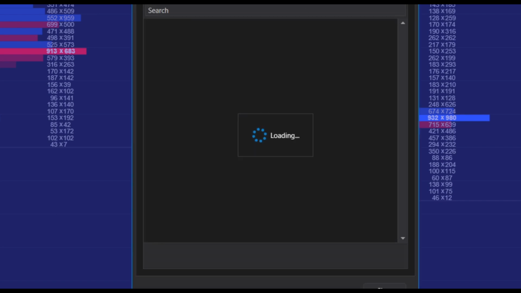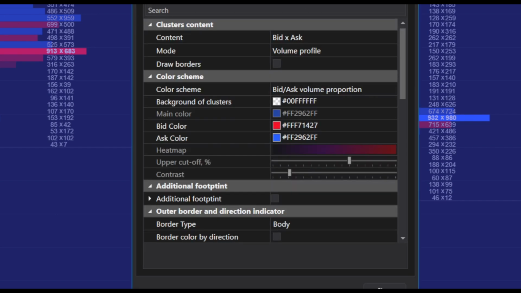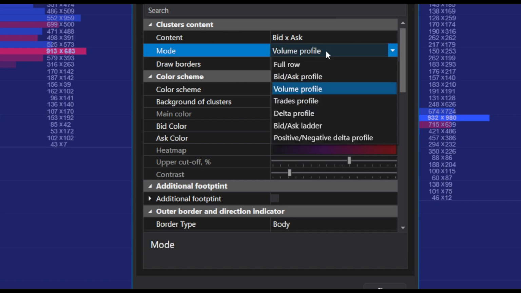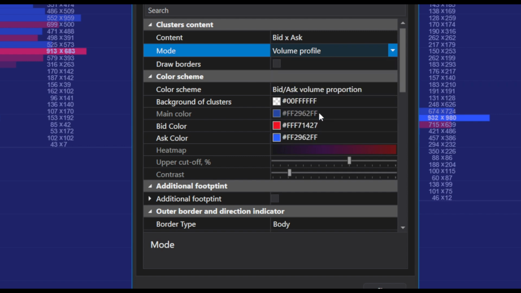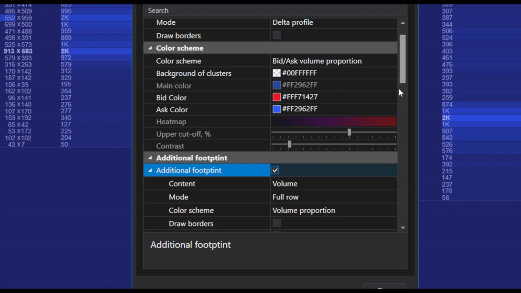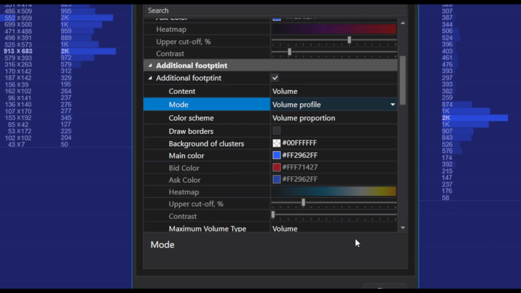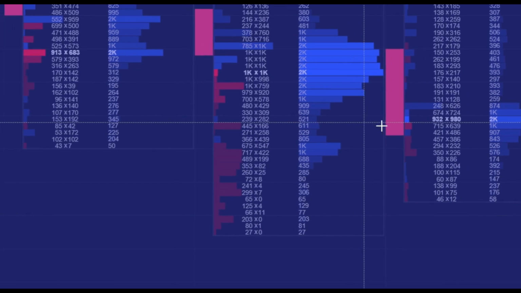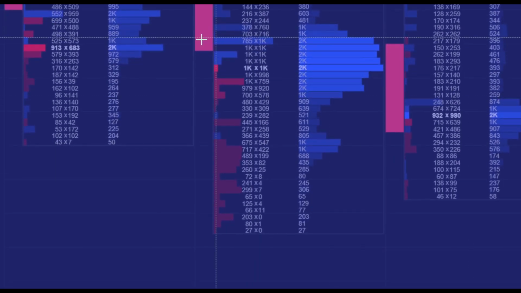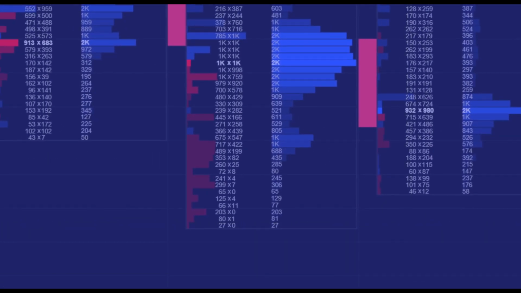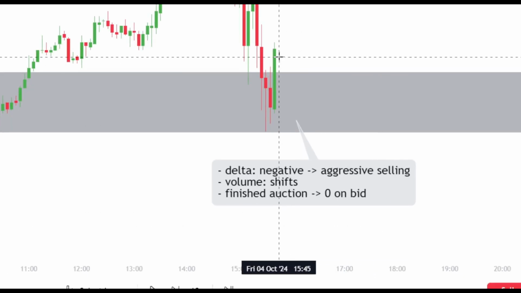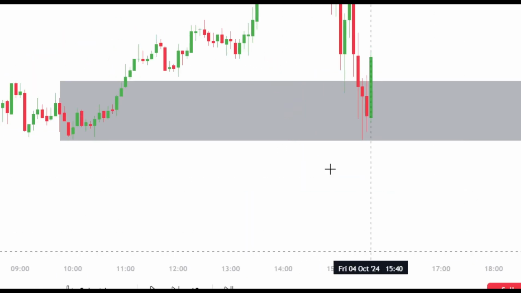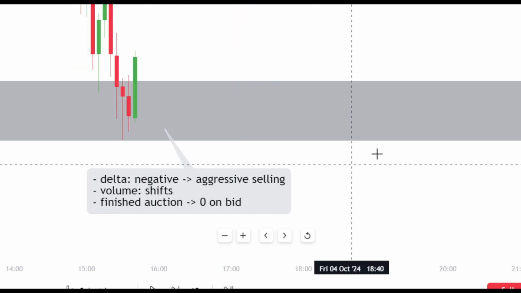So let's quickly go over the settings as to how I mark this up. We have the bid and the ask, so that's what the data represents. In terms of the mode, we want to have our delta profile. Now, if I go into additional footprint, we can also understand the volume profile. So when we have the bid and the ask and the volume profile, we can see some very interesting things. We can see things that we can't see from a regular candlestick chart. Let's zoom in. Let's keep our notes with us as well.